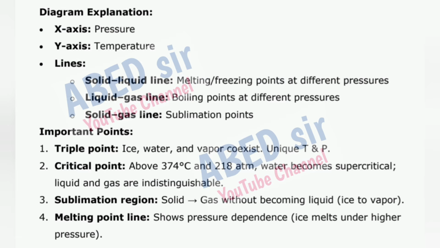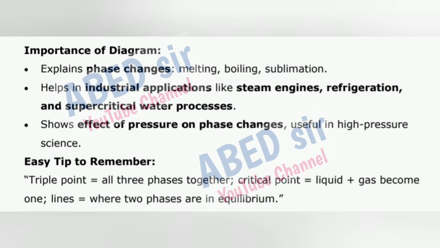3. Sublimation region, solid to gas without becoming liquid, ice to vapor. 4. Melting point line, shows pressure dependence, ice melts under higher pressure. Importance of diagram. Explains phase changes, melting, boiling, sublimation. Helps in industrial applications like steam engines, refrigeration, and supercritical water processes. Shows effect of pressure on phase changes, useful in high-pressure science.